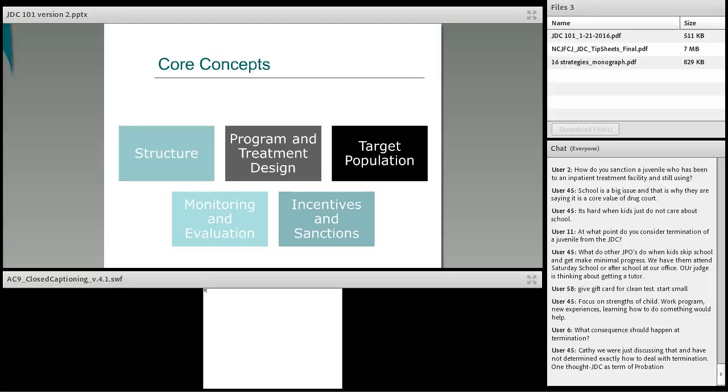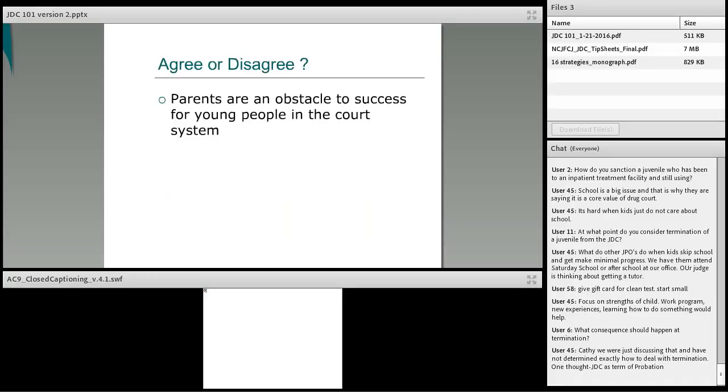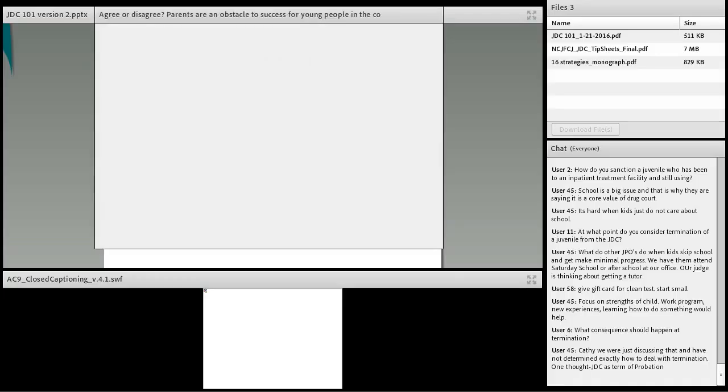And then finally, incentives and sanctions. And we do break out incentives and sanctions in juvenile drug courts because this is kind of one of those cornerstones of behavior change. We use the carrot and the stick to help get kids to change their behavior.